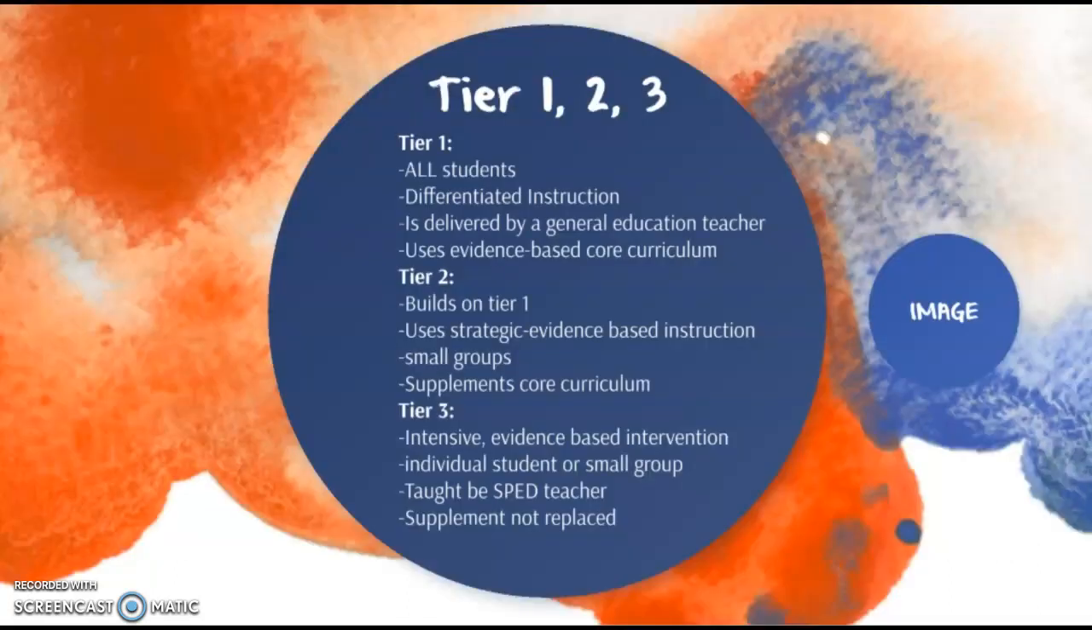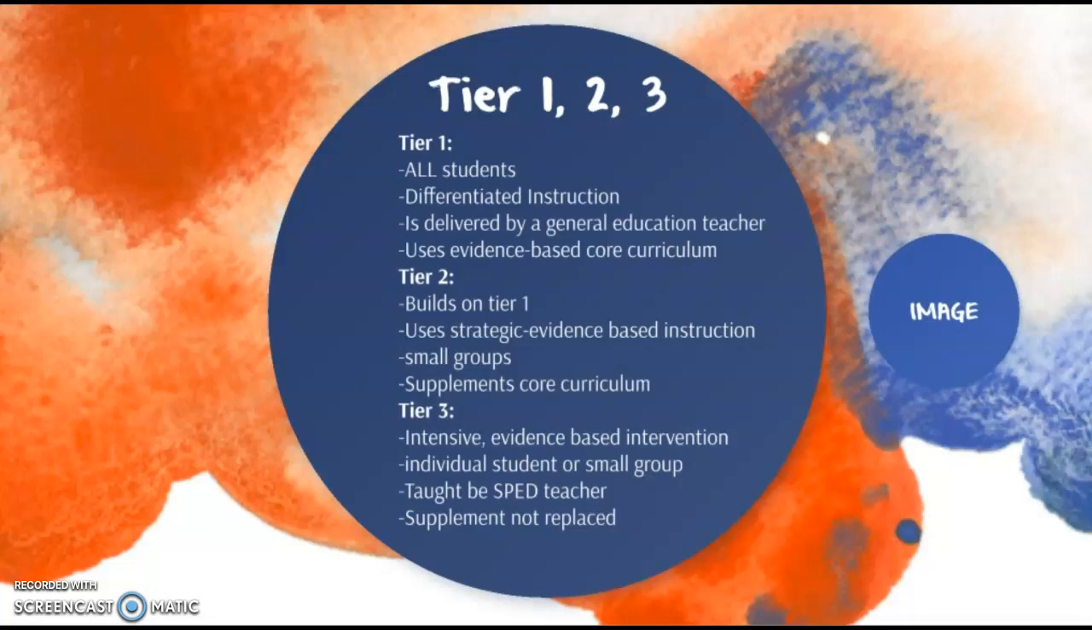Right. So the tiers. Tier 1 is all students. It's differentiated instruction and mostly delivered by a general education teacher. It uses evidence-based core curriculum. Tier 2 builds on Tier 1. It uses strategic evidence-based instruction. It's done in small groups, and it supplements core curriculum.